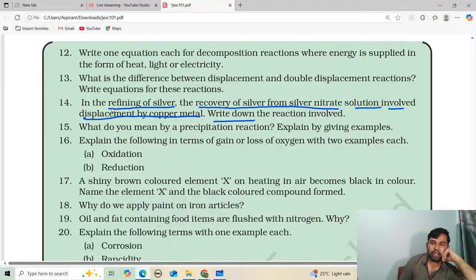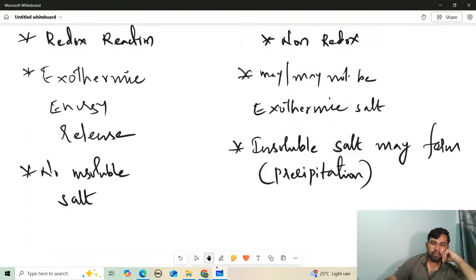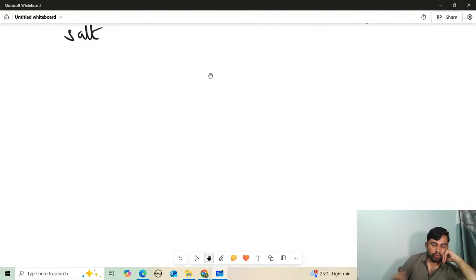Write down the reactions involved. They're asking for reactions, so let me write here. This is question number 14, right? So you can write question number 14. They're saying that AgNO3 is there, and in AgNO3 we want to take the Ag out.